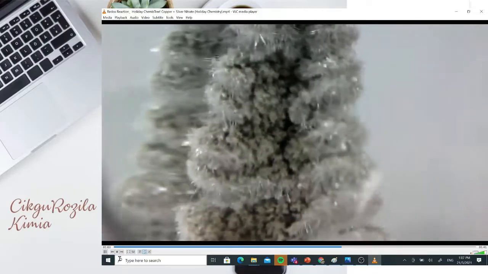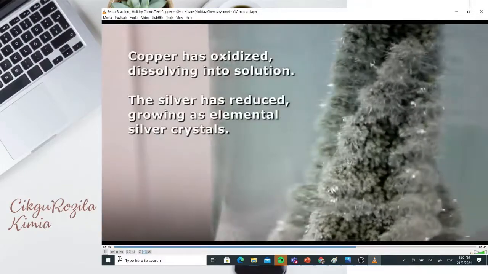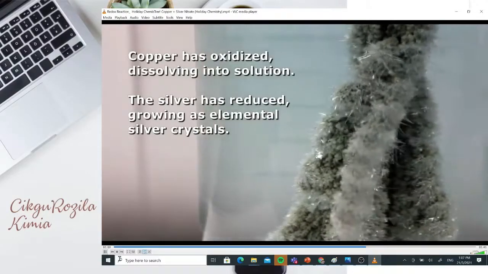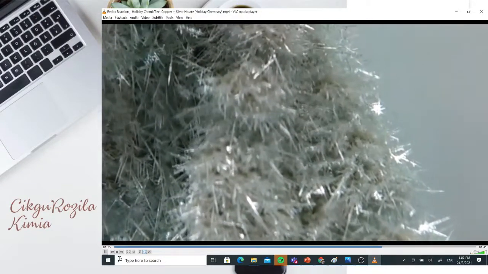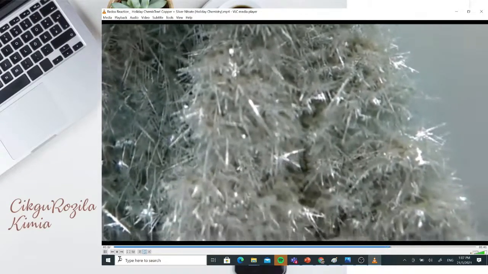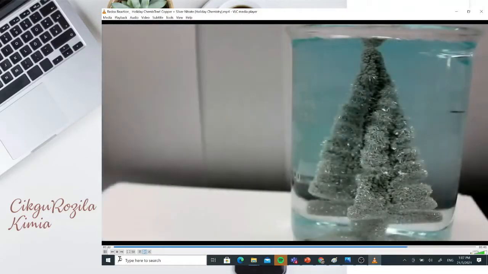Another part of the reactions, copper metal, which is copper atom, release electrons to form copper ion. We can see the color of the solution changing from colorless to light blue. It shows that there are presence of copper 2 ion in the solution. The displacement reactions is a redox reaction.